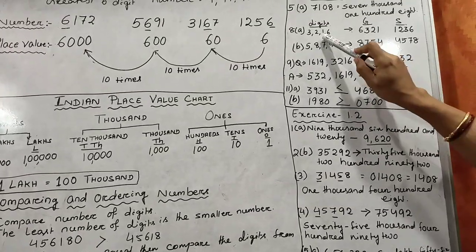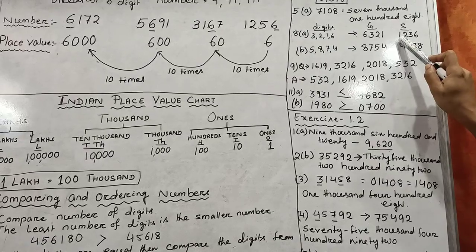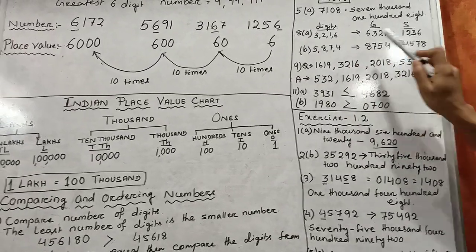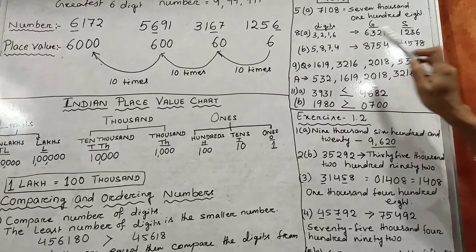And the smallest number you have to write all the digits in increasing order. Out of these 4, first smallest digit is 1. Then smallest digit is 2. Then smallest digit is 3. Then 6.